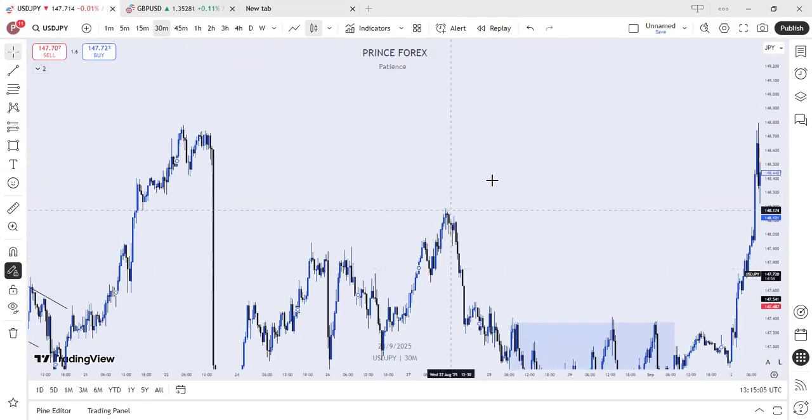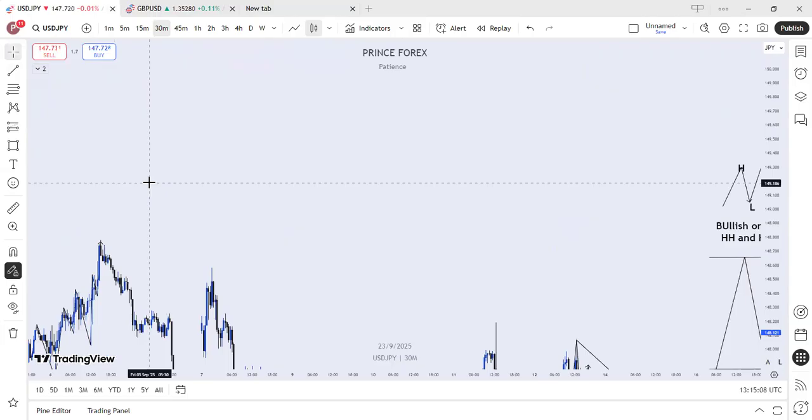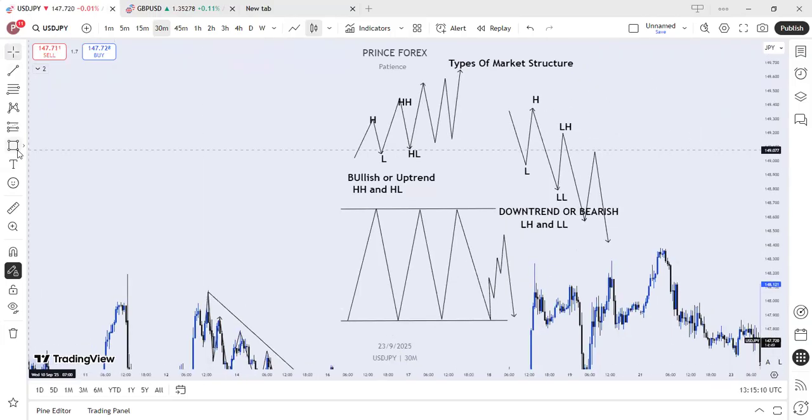So that is it for today's video. In my next video, I'm going to show you guys how to mark out breaks of structure, how to mark out change of character or market structure shift, how to mark out all that, and the rules in picking all those markings. There are rules to that. You can't just mark out any break of structure or any market structure shift.